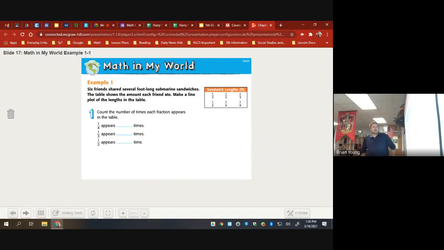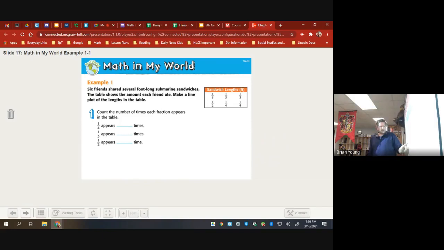But anyway, so six friends share several foot-long submarine sandwiches. The table shows the amount each friend ate. So we're going to make a line plot. Let's look at the first one here.